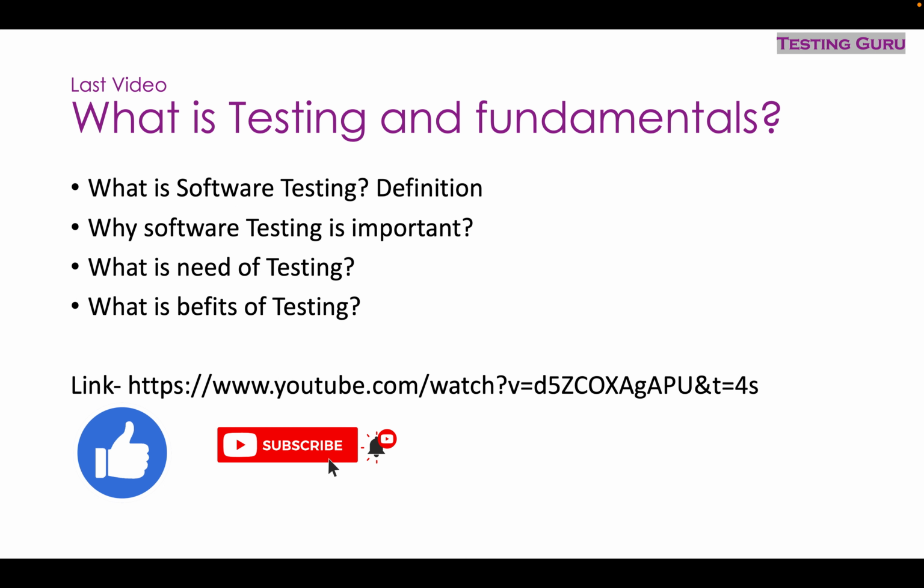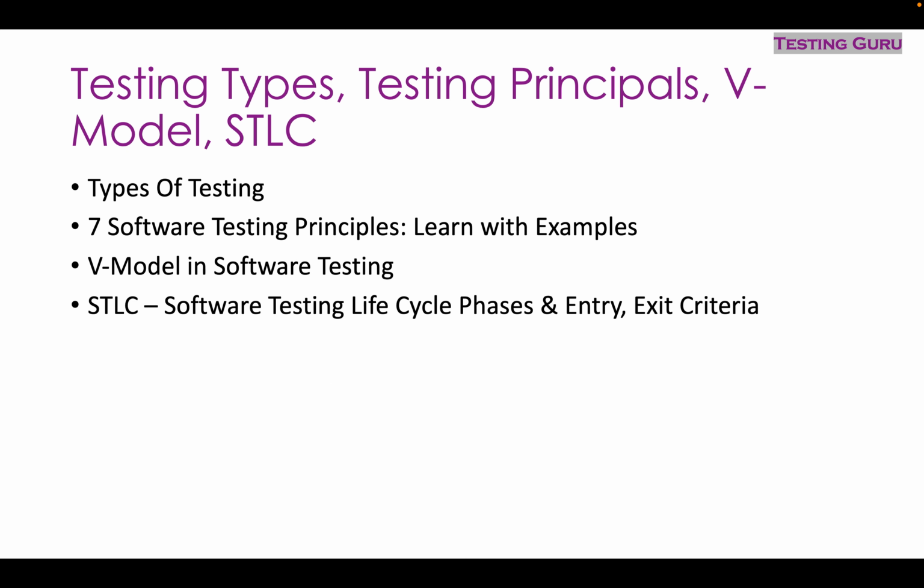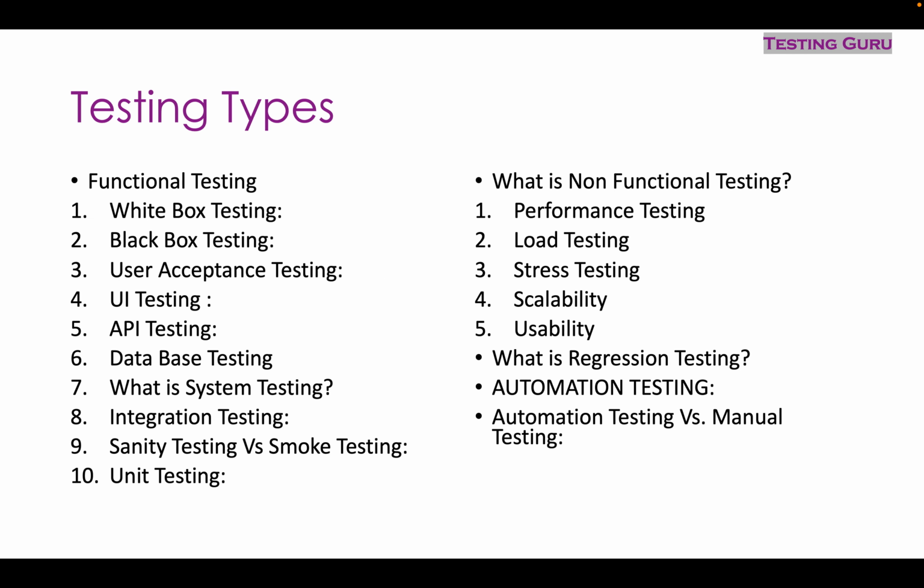And today we will be learning types of testing and 7 software testing principles. We'll learn with examples, and we'll learn about the V model in software testing, and also about STLC, the software testing lifecycle phases, and entry and exit criteria. So first we will look into what the different types of testing are.